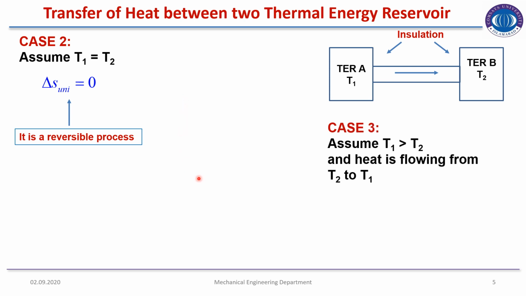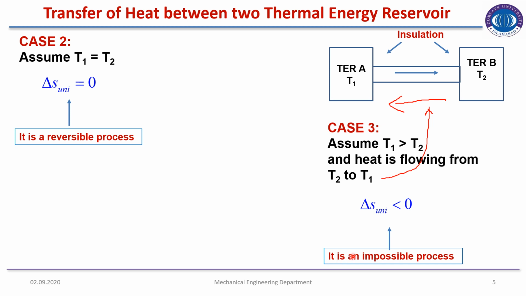For case 3 we again assume that T1 is greater than T2, and heat is flowing from T2 to T1, that is in the opposite direction. I will mention it here as well. The temperature of thermal energy reservoir A is T1 and of reservoir B is T2, but the direction of heat flow is opposite. If we calculate the entropy for case 3, it comes out to be less than 0. That means it is an impossible process.